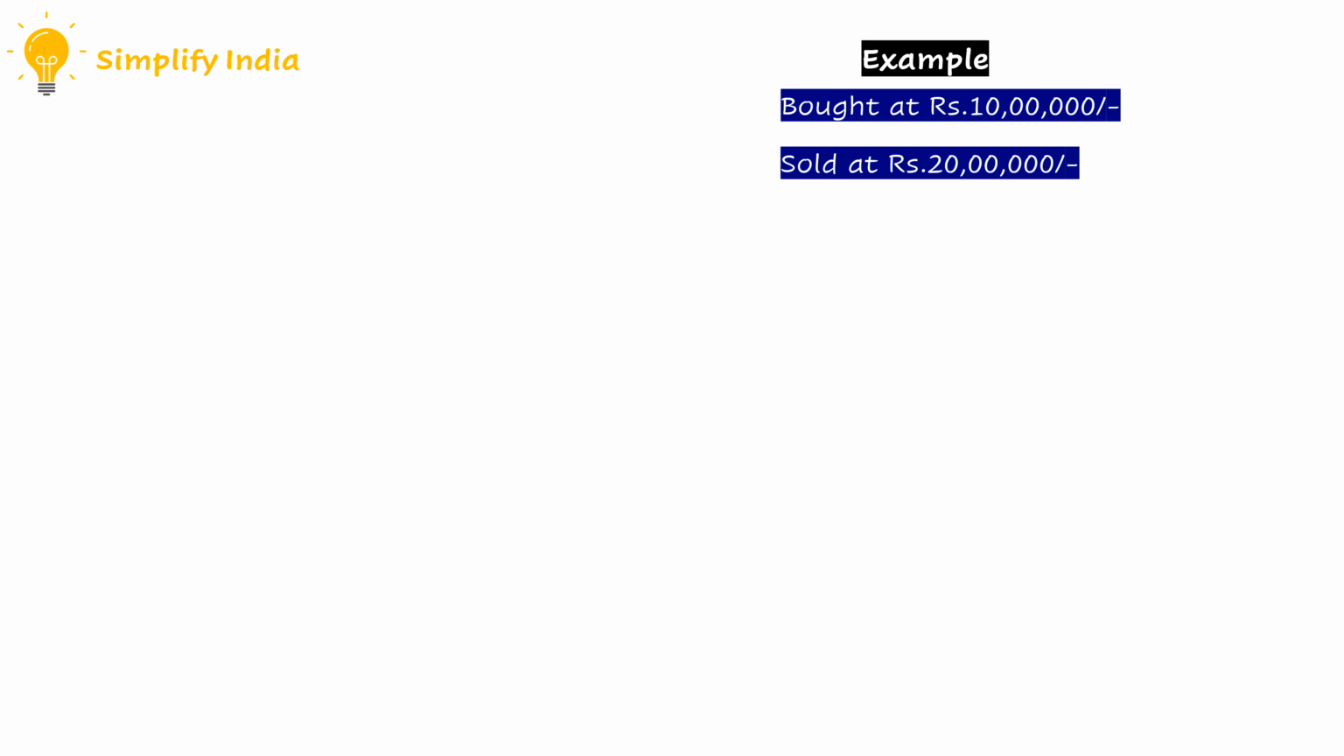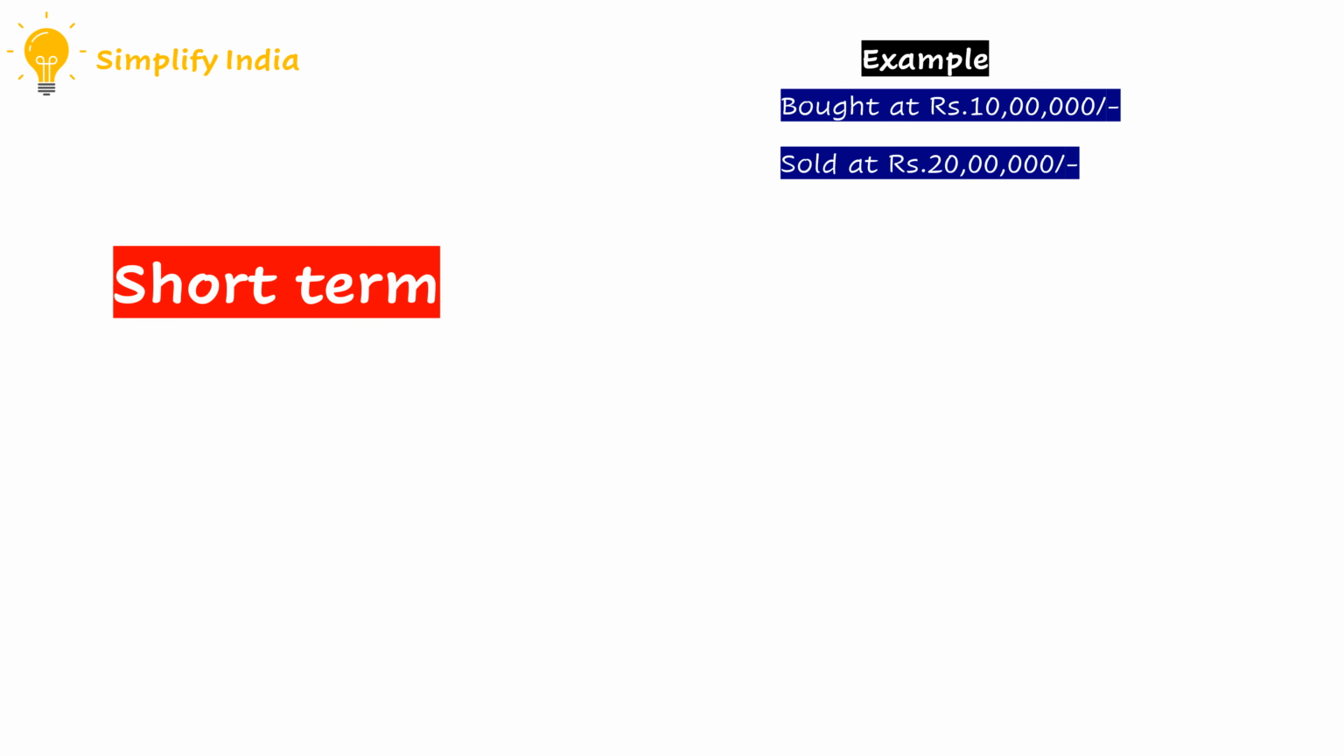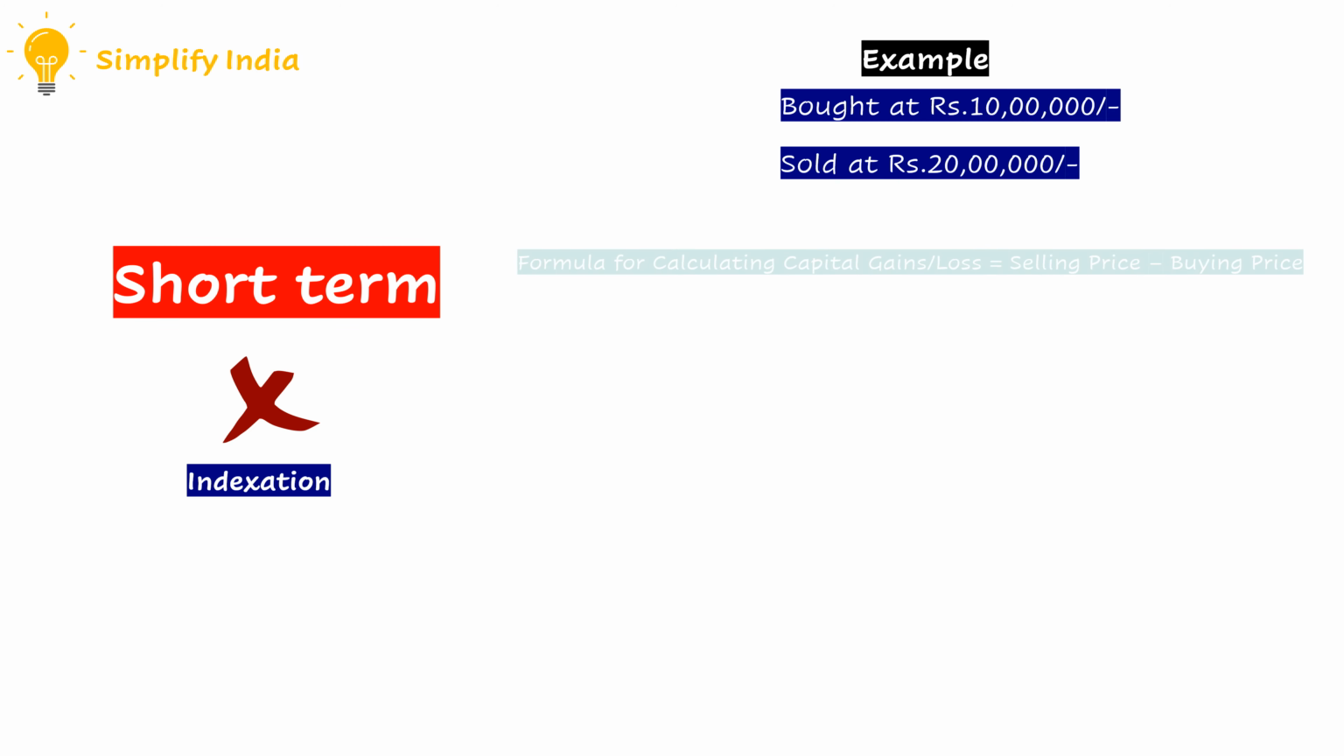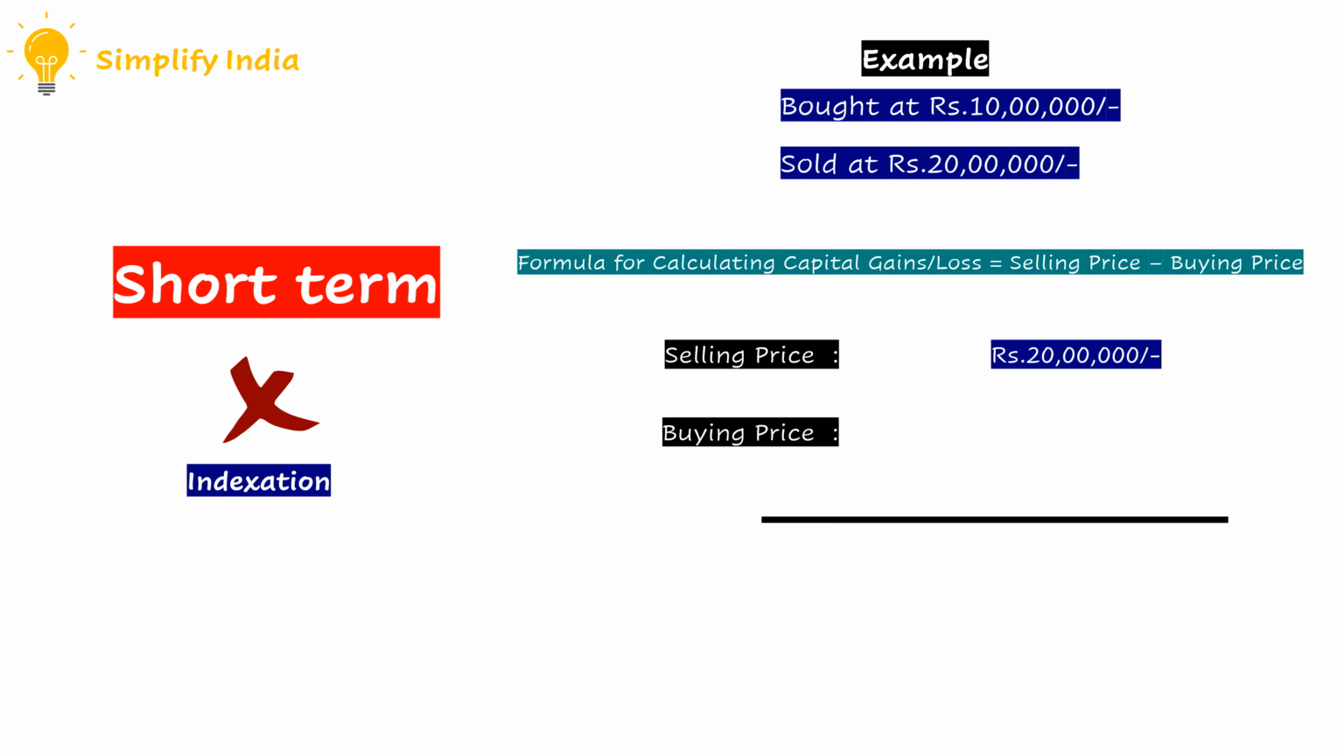Now let us calculate the capital gains for the short-term capital asset without indexation. As we already know the formula, capital gain or loss is equal to selling price minus buying price, that is rupees 20 lakh minus rupees 10 lakh will fetch a gain of rupees 10 lakh, which will be a taxable income.